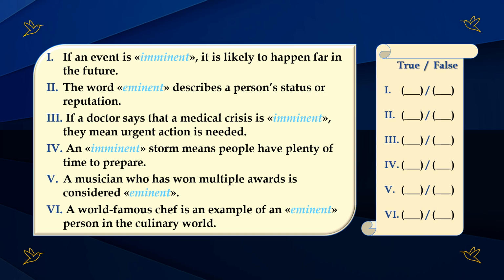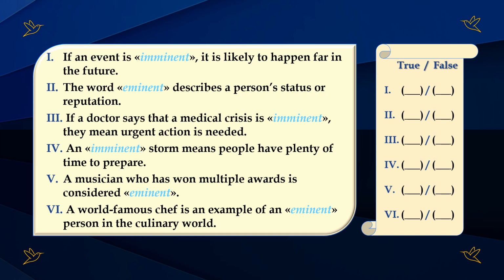Answer each true or false question based on the meanings and examples you reviewed. This will help reinforce your understanding of each form and its correct usage. 1. If an event is imminent, it is likely to happen far in the future. 2. The word eminent describes a person's status or reputation. 3. If a doctor says that a medical crisis is imminent, they mean urgent action is needed.